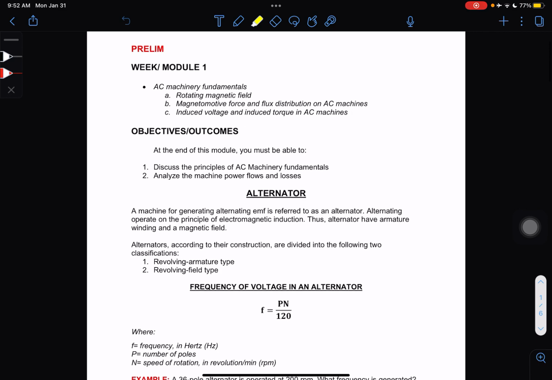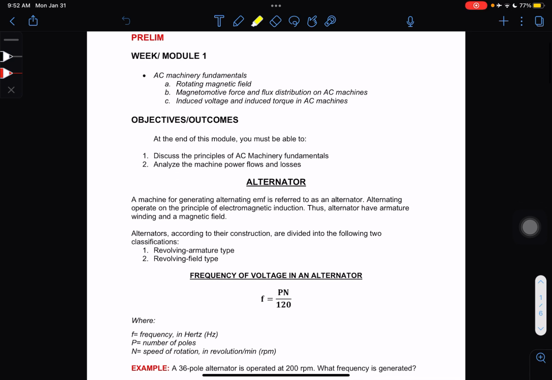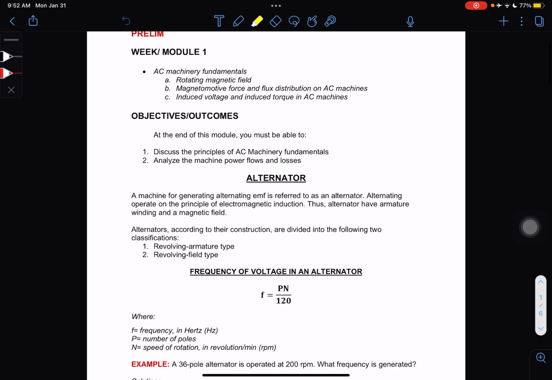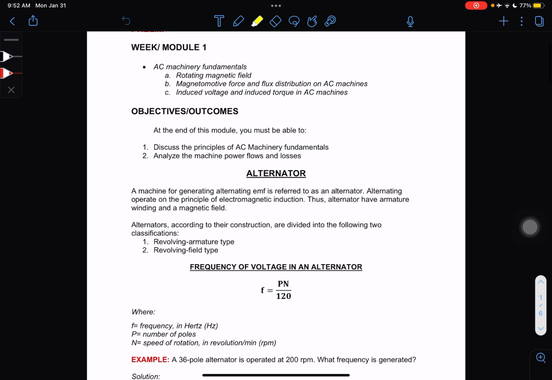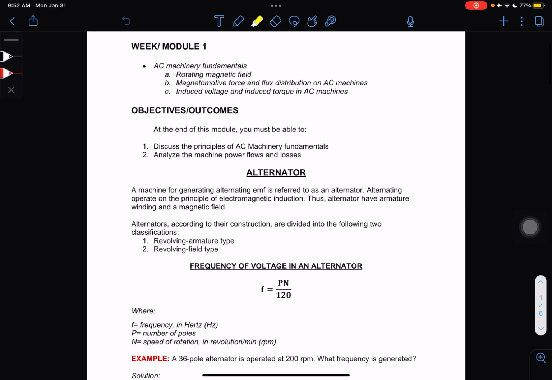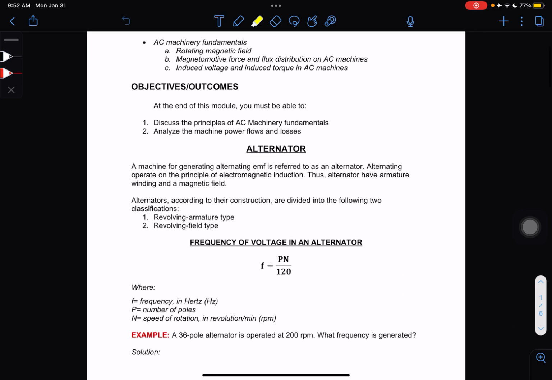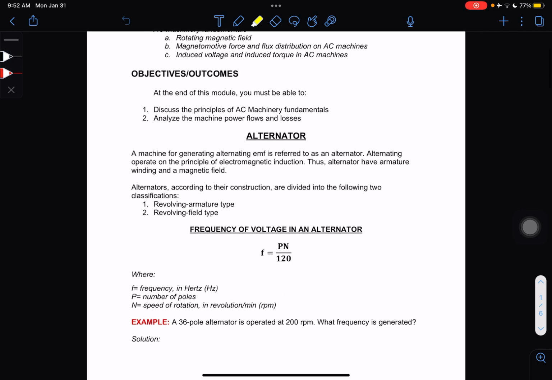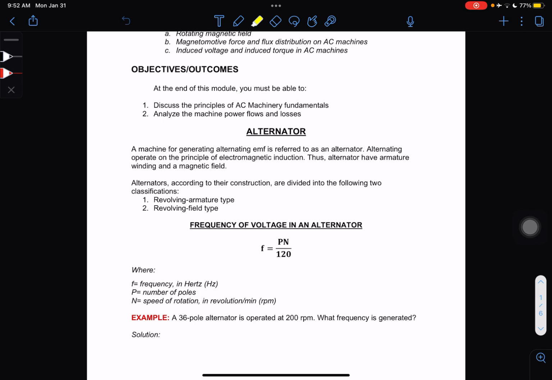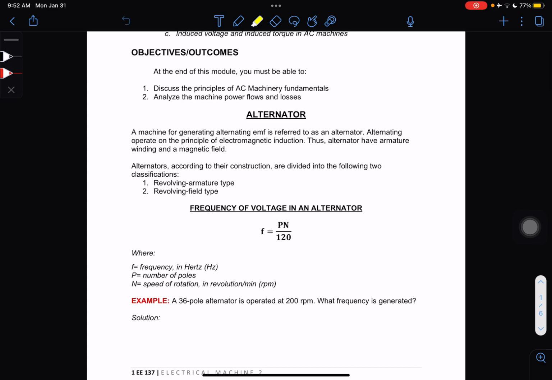So for our topics for the prelim, we have AC Machinery Fundamentals. First is the rotating magnetic field, magnetomotive force and flux distribution. And third is the induced voltage and induced torque in AC machine. The objectives or outcomes of this module: number 1, we will discuss the principles of AC machinery fundamentals, and number 2, we need to analyze the machine power flows and losses.